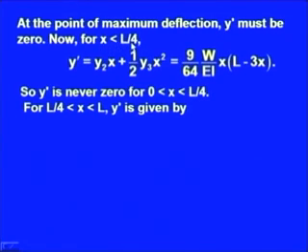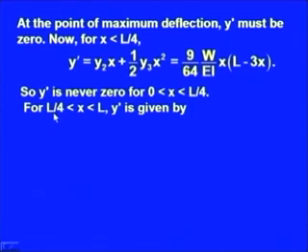So, for x less than L/4 we will differentiate that equation and get y dash as y2 x plus 1/2 into y3 into x square, where after putting the values of y2 and y3 we get y dash as 9/64 into W/EI into x into (L - 3x). And from here we can see that when x is less than L/4, L - 3x will never be equal to 0. So, y dash is never 0 for x less than L/4, and therefore, maximum deflection cannot occur in this interval.